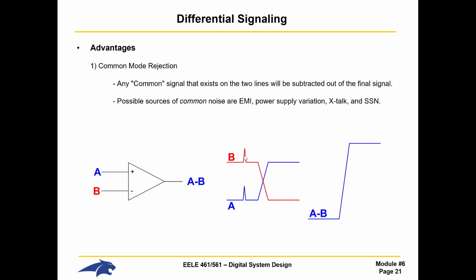As long as they're the same on both A and B, they will be removed, or what we say is rejected. So this is called common mode rejection. And it just is a fancy term for that. If you have any common signal on both, it will subtract them out. And we'll come back to that in a second. It's kind of interesting, but it's basically, it subtracts out noise.